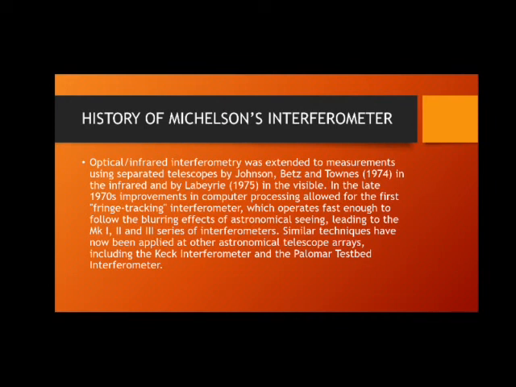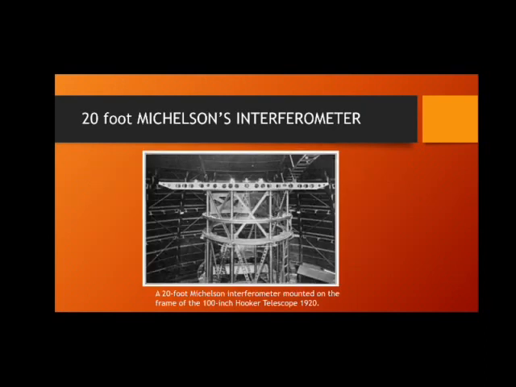In the late 1970s, improvements in computer processing allowed for the first fringe-tracking interferometer, which operates fast enough to follow the blurring effects of astronomical seeing, leading to the Mark I, II and III series of interferometers. Similar techniques have now been applied to other astronomical telescope arrays, including the Keck interferometer and the Palomar Testbed Interferometer. This is a picture of the 20-foot Michelson interferometer which was mounted on a frame of the 100-inch Hooker telescope in 1920.